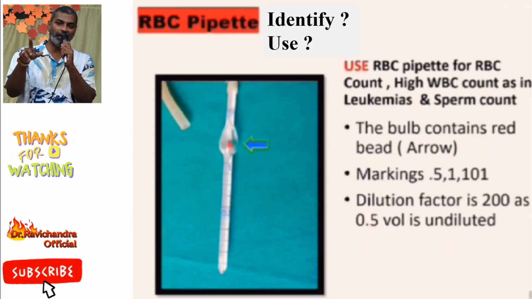RBC pipette. It is used to measure the RBC. The bulb is there in a RBC pipette with a red bead. The markings on the RBC pipette will be 0.5, 1 and 101. So the dilution factor used is 200. This RBC pipette is used for measuring mainly RBC count. Sometimes it can be used for sperm count and for high WBC count such as in leukemias.